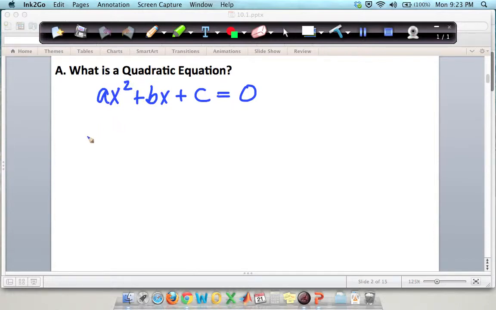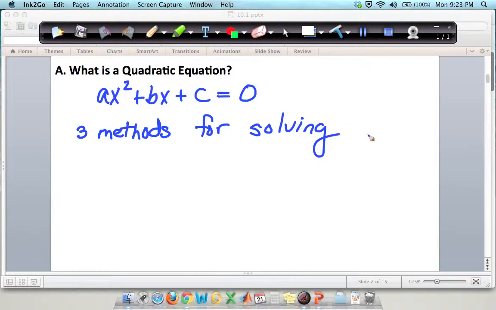And we're going to learn throughout this chapter 3 other methods for solving besides factoring. And we're learning 2 of them in this lesson today. Okay, so that we can solve anything, even if it's not factorable, as long as it has a real solution.